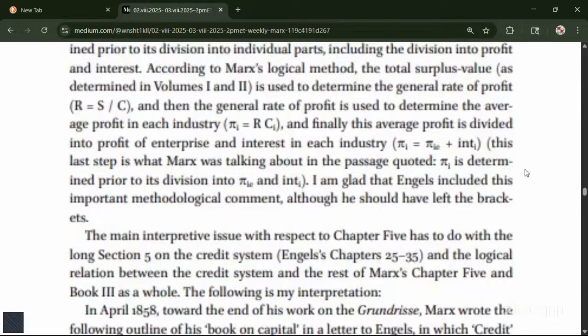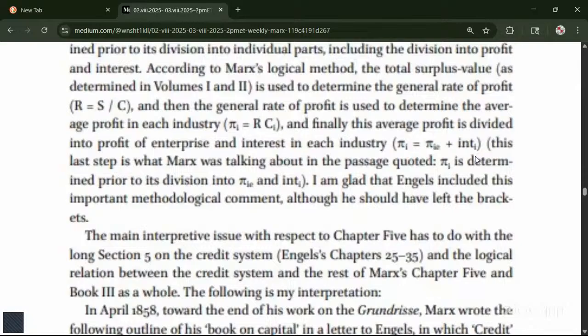Let me break here for a second and note that at some moment in the future, we're going to look at, I think, Margaret Campbell's chapter in the commentaries on the analysis of Volume 3 of Capital, where she devotes a chapter to the credit system. Anyway, back to the text.